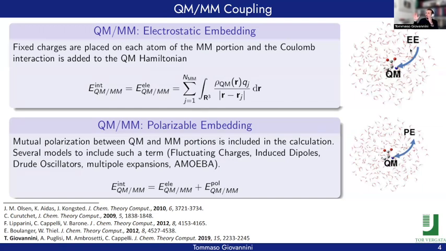In this case, you are polarizing the QM part, but not vice versa. This is, of course, unphysical, because once the QM density changes, then also the environment should adjust to this variation in the QM density. This mutual polarization is introduced by polarizable embeddings, where you actually include in your environment also some variables that are polarizable by the QM density. And so your interaction will become electrostatics and polarization. So it's kind of obvious that polarizable embedding is much more sophisticated and accurate than electrostatic embedding.